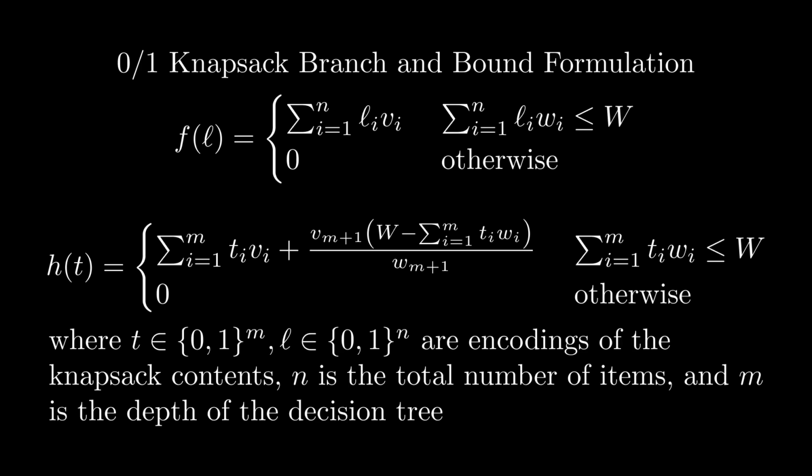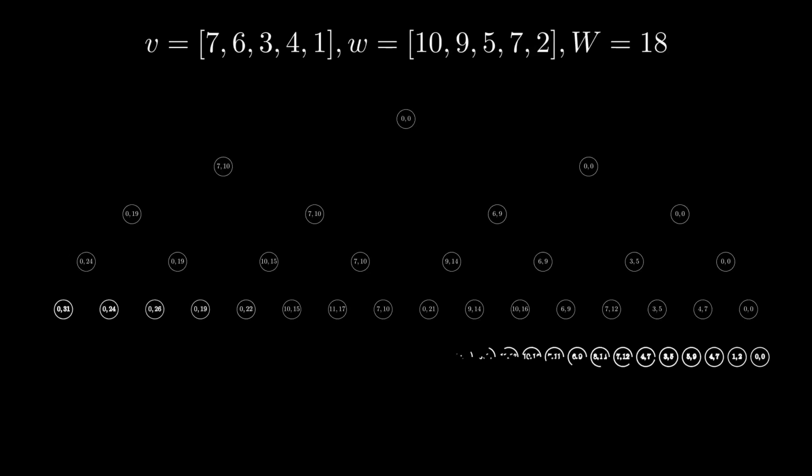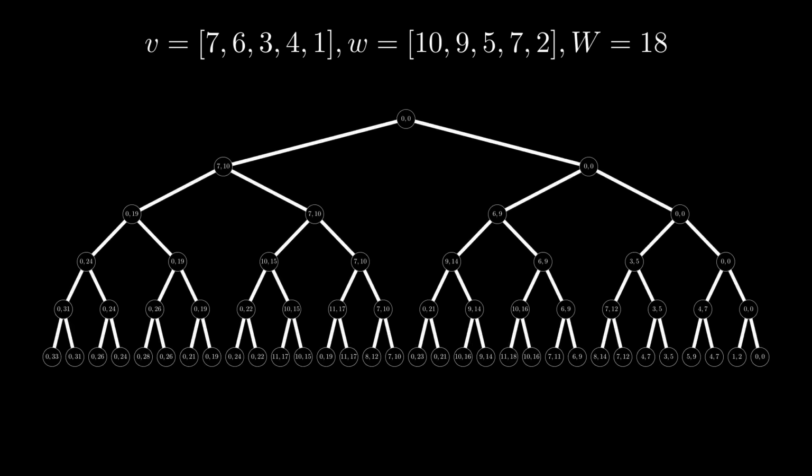To make this bound as tight as possible, we will process these items in the decision tree in order of decreasing value over weight, as we would for the fractional knapsack problem. Consider the following example of a knapsack problem where we have 5 items with values 7, 6, 3, 4, 1, and weights 10, 9, 5, 7, 2, with a maximum weight constraint of 18. Note that I have sorted these items in order of decreasing value to weight ratio.